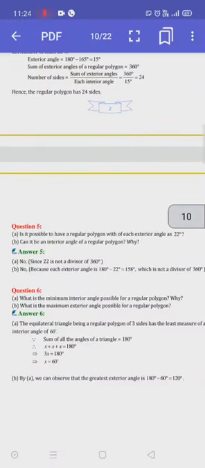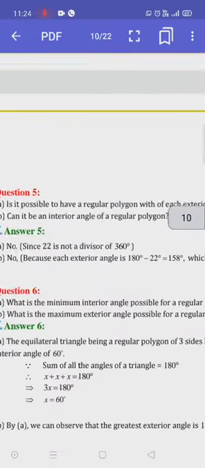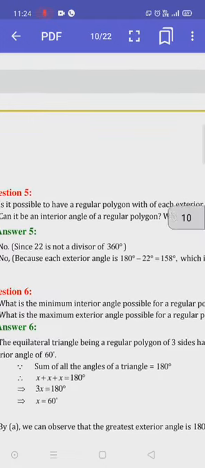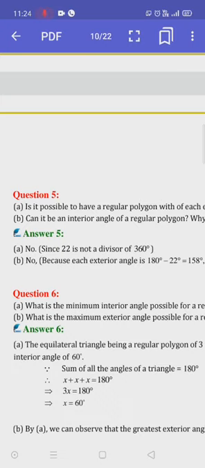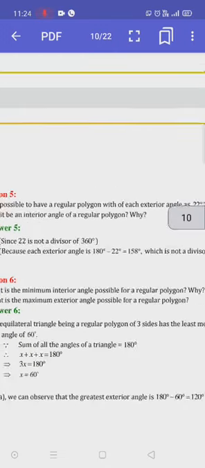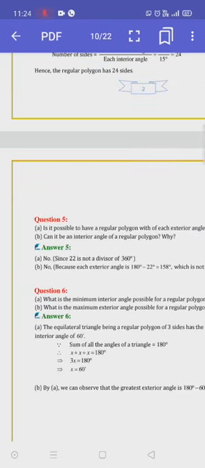In question number 5, is it possible to have a regular polygon where each exterior angle is 22 degrees? And the second part B is: can it be an interior angle of a regular polygon? Okay, means if you take exterior angle 22 or you take interior angle 22, we want to check whether it is correct or wrong. My dear students, 360 is not exactly divisible by 22. The answer will be no, because 22 is not a divisor of 360.